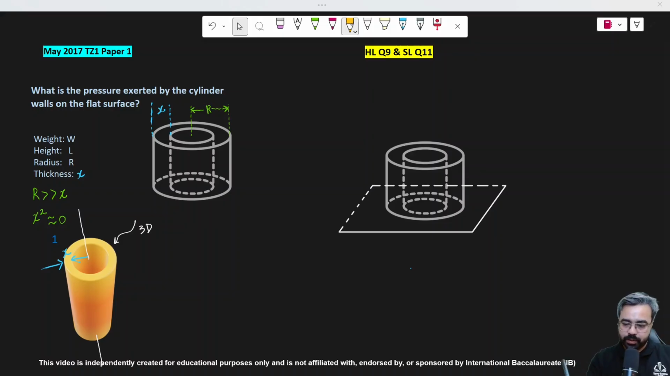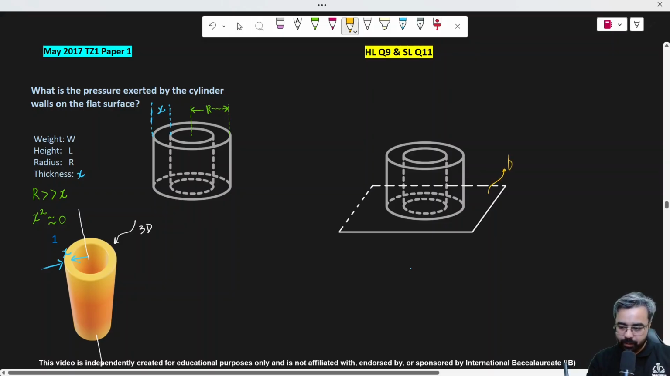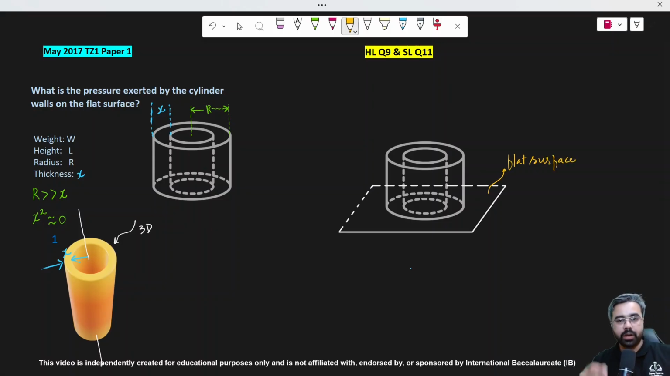It is placed on this flat surface, and we have to find out what pressure it exerts on this flat surface if its weight is W. So W is its weight, which passes through its center of mass, and it is exerting force on this flat surface. That is a normal force, and this force is the pull of Earth on the cylinder that we are calling the weight W.